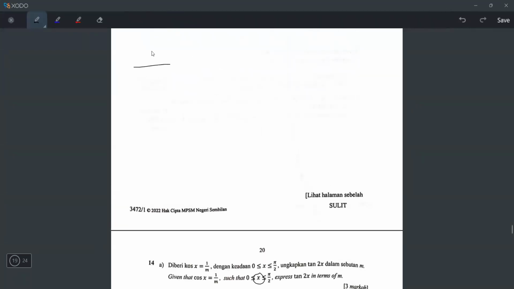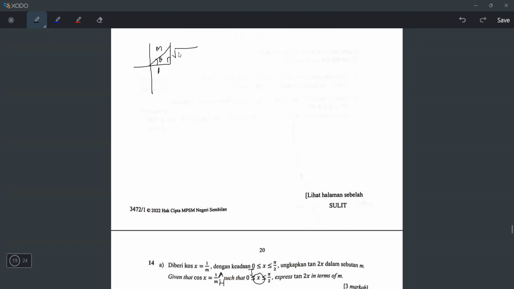Before I draw it, I need to know the angle is in which quadrant first. So do you remember the value of cos? Actually, I don't know because I don't know m, right? But I do know that the x angle must be in between 0 and 90. So definitely quadrant 1. So it will be 90 degree, and then this will be my angle. And then they say cos is 1 over m. So adjacent is 1, hypotenuse is m. Adjacent is this line. So this one is 1, hypotenuse is this one.